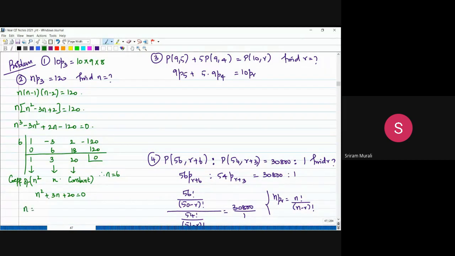This is a quadratic equation, you know, minus b plus or minus square root of b square minus 4 into a into c by 2a. So this is a complex root. Why? Roots are negative. This represents a complex root, so discard. So what is the answer? Answer is n is equal to 6. Have you understood? Yes, sir.